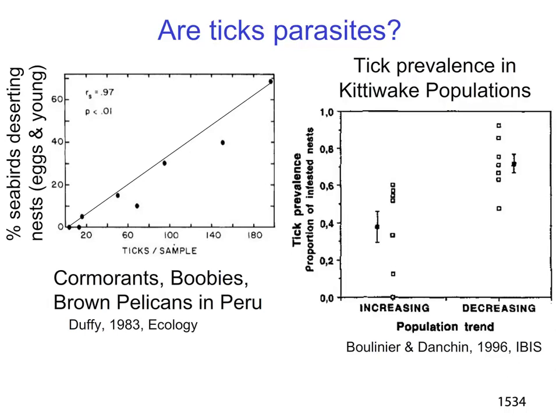Okay, so when it comes to the number of ticks, when you have these infested nests, and you look at it over time, does that make a difference in whether or not the birds will desert their nest? The answer is yes, they do. And that shouldn't come as too much of a surprise, that birds, unfortunately, will desert their nests if the ticks get out of control.